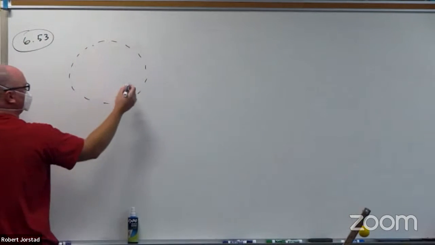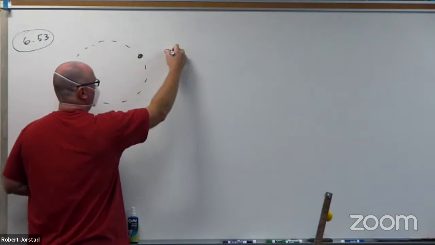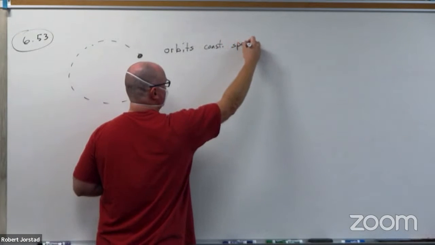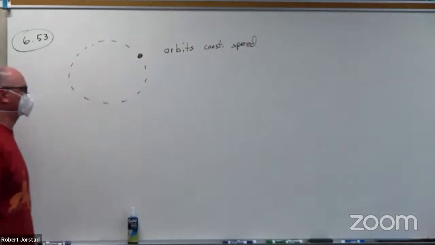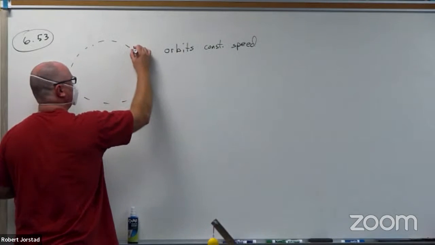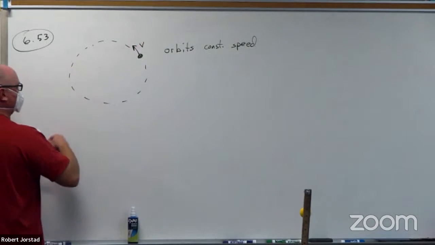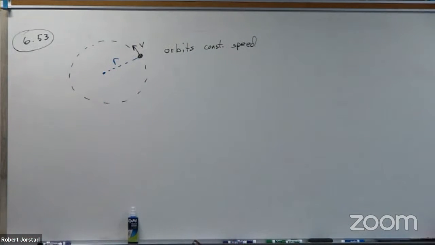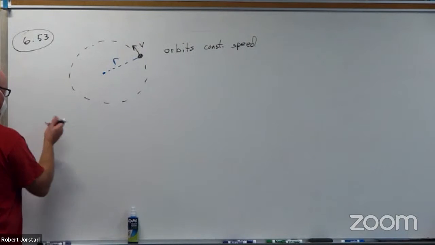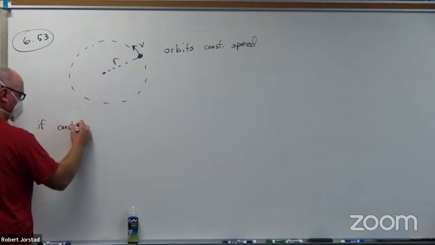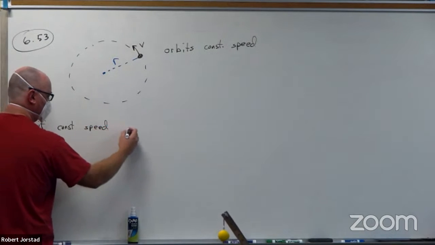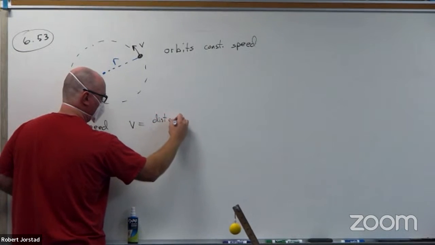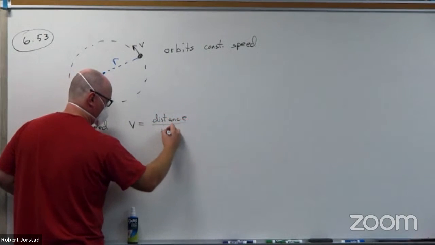Somehow we've arranged the system so that this ball orbits at constant speed. Maybe the system is balanced, or maybe it's like in a horizontal circle like we showed earlier, whatever. We know the distance out here is the radius. Well, if you have constant speed, v equals distance over time. Agreed?